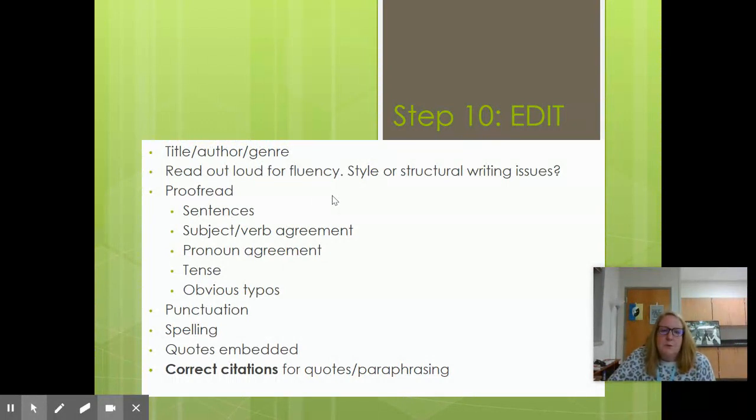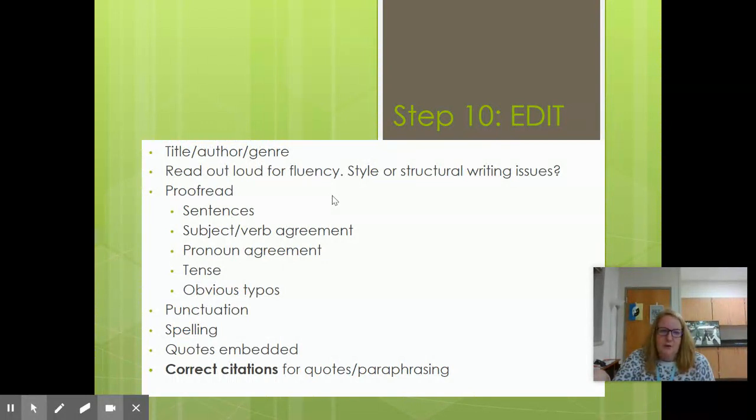This is so important. Read it out loud for fluency. Maybe even record yourself reading it out loud so then you can play it back and hear it. Or have someone else read it out loud. Again, you will catch so many things that you won't catch when you're just looking at your own writing over and over again. Proofread your sentences.